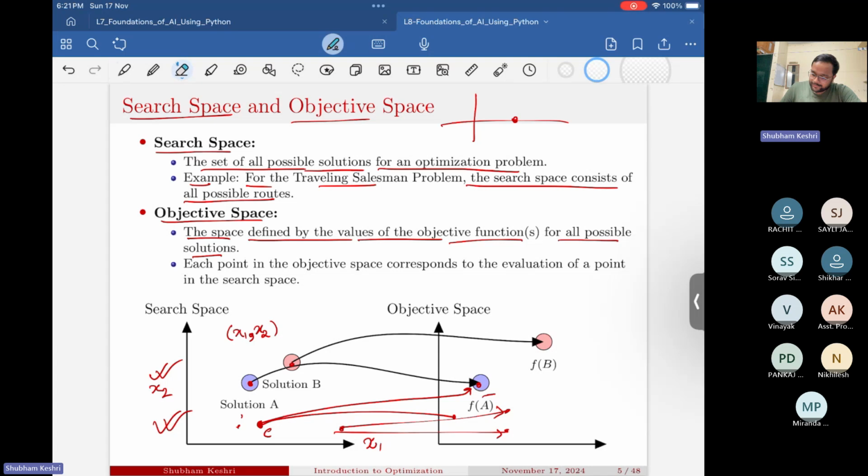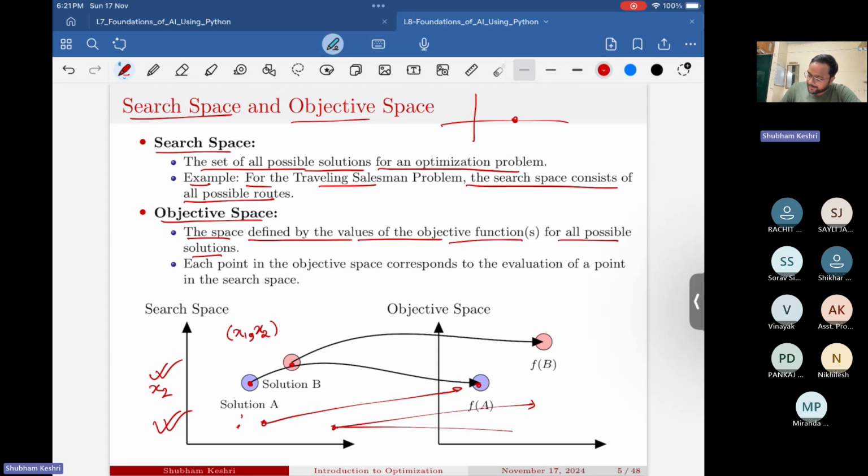So what I mean to say is that two solutions can correspond to one objective function value, but you cannot have one solution corresponding to two different objective function values. You cannot have that. So this is not possible.